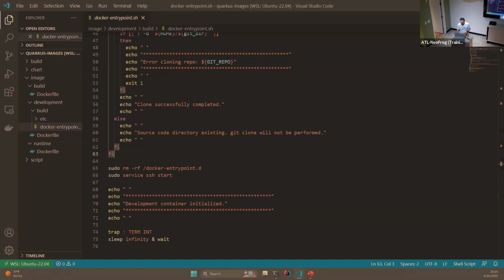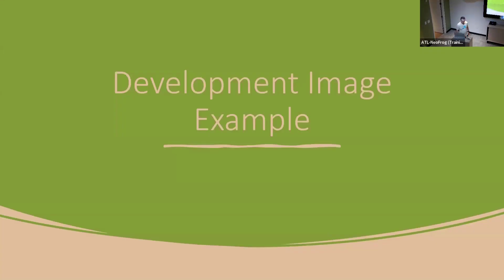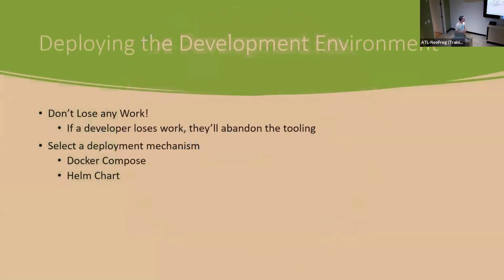All right, so let's see, where are we? Deployment. So we talked about this. If a developer loses work, they'll abandon this, right? We know this. If you lose work, you're just going to say, I just lost half a day's worth of work, I'm not going to bother with this. So you need to select a deployment mechanism. I talked about this. You can do this with Compose. I prefer Kubernetes myself, simply because I can develop a Helm chart, build the stateful set, and be done with it, right?